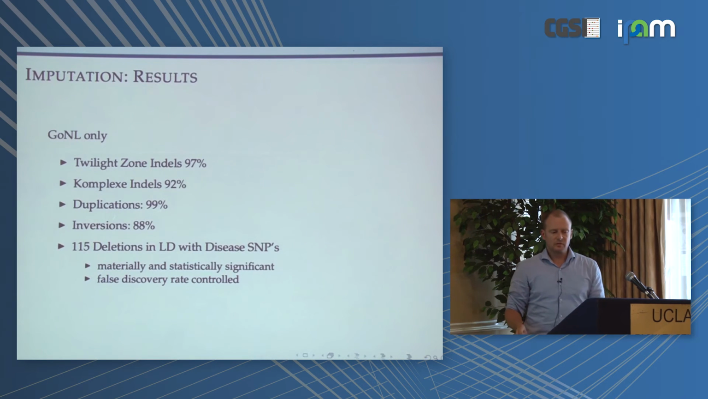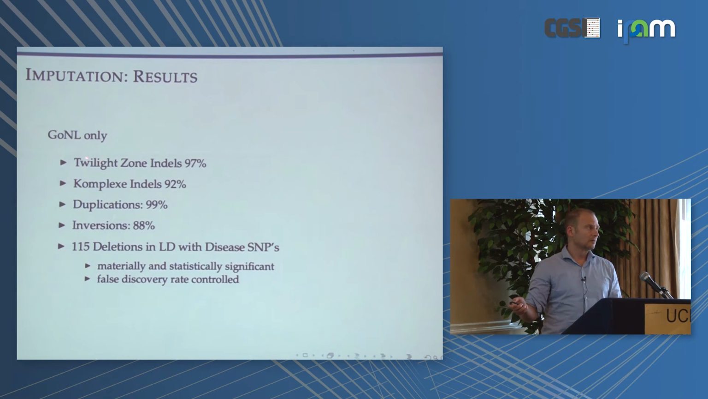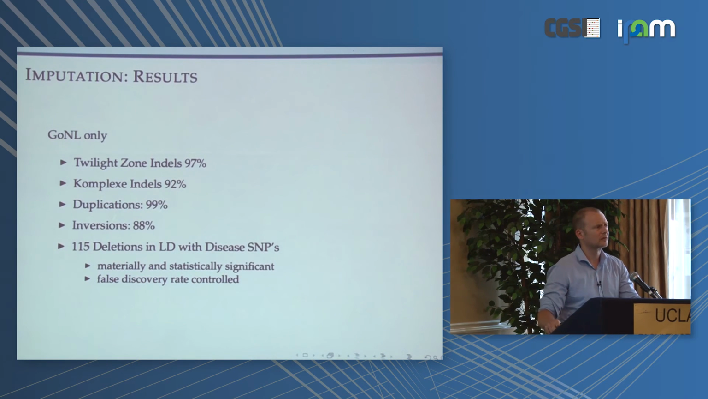On top of that, we have all the twilight zone indels in our reference panel. 1000 Genomes doesn't. We also have complex indels, and we have duplications and inversions, and all of that is not necessarily in the 1000 Genomes panel.